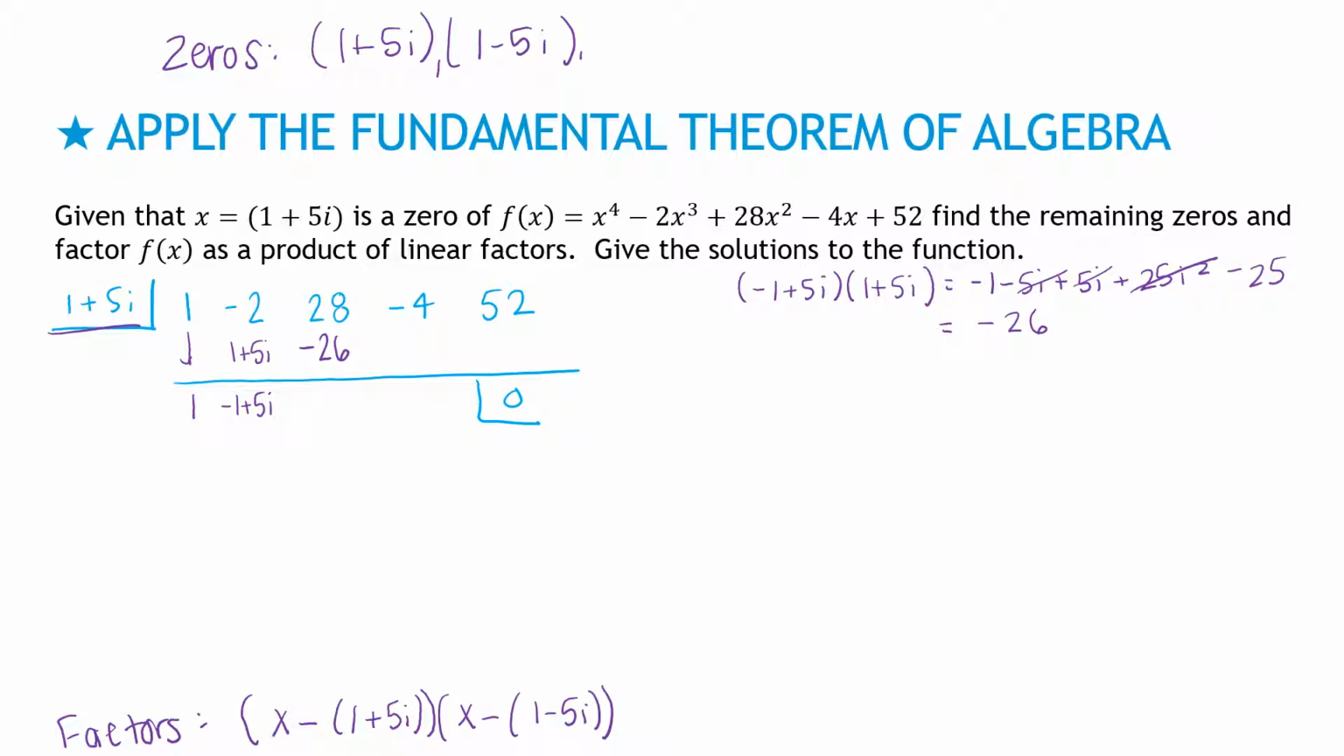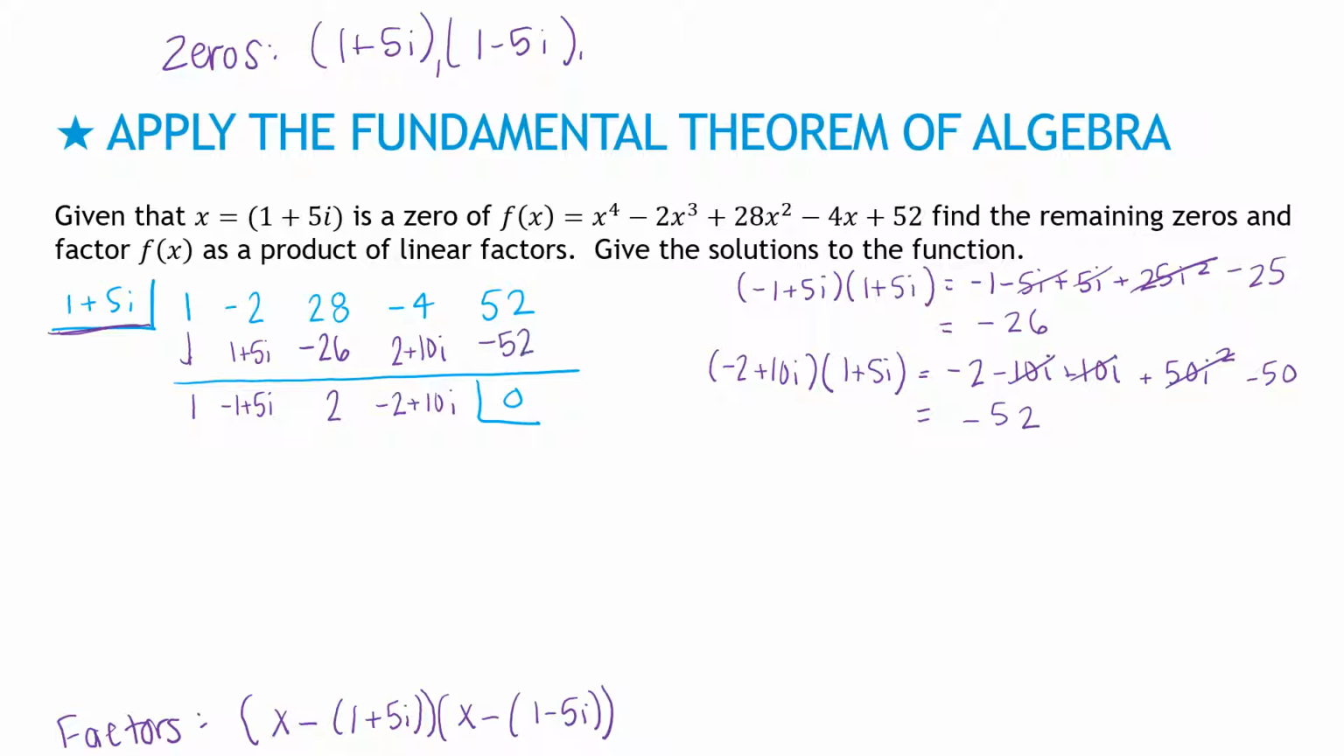Add those together. 28 and negative 26 gives me 2. 2 times 1 plus 5i means 2 times 1, and 2 times 5i. Then I'm adding. Negative 4 plus 2 is negative 2, and then plus 10i. And now I have to take negative 2 plus 10i and multiply that by, again, what's in the box, 1 plus 5i. So now I'm FOILing again. Negative 2 times 1, negative 2 times 5i, 10i times 1, and 10i times 5i, 50i squared, which is really negative 50 because i squared is negative 1. If I combine terms, my negative 10i and positive 10i cancel. Negative 2 minus 50 is negative 52. Put that here, and that gives me my remainder of 0.